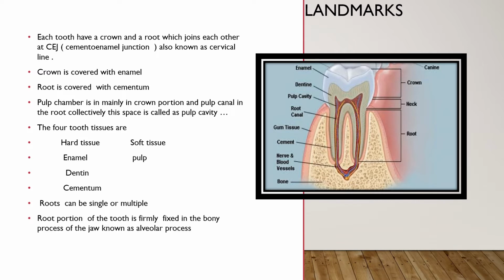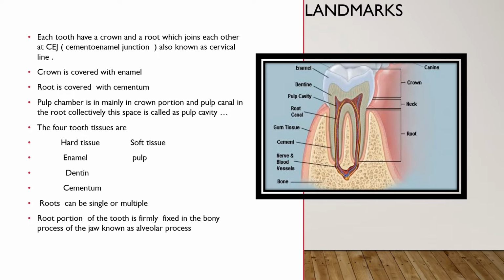As you can see in the picture, the crown, the root, the bony socket where the tooth is embedded, the dentine, and the pulp cavity, which is the pulp chamber in the crown portion and the pulp canal in the root portion, can be seen. Now, the root of a tooth can be single or multiple. A tooth can be single rooted with a single apex or multiple apices, or it can be multiple rooted. The root portion of a tooth is firmly fixed in the bony process of the jaw, known as the alveolar process.